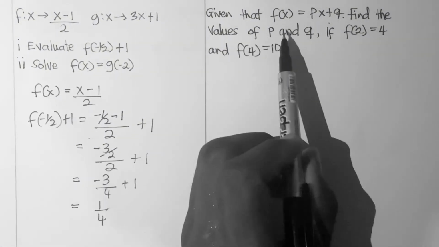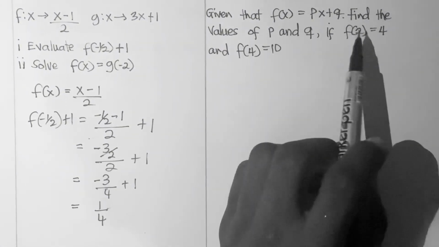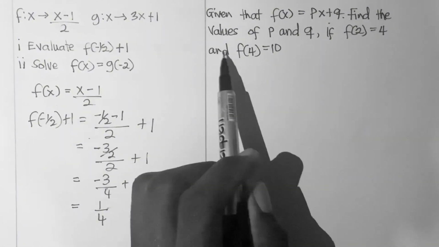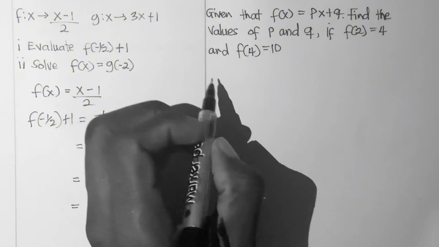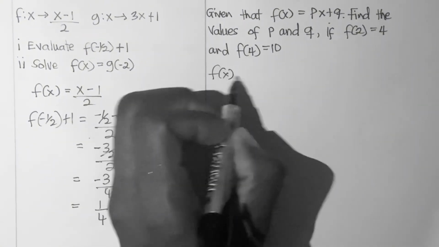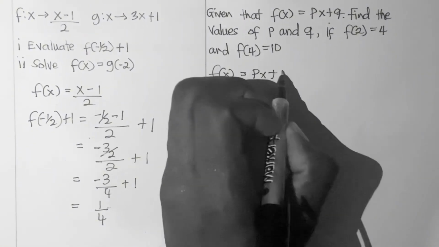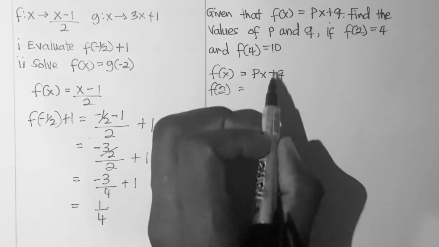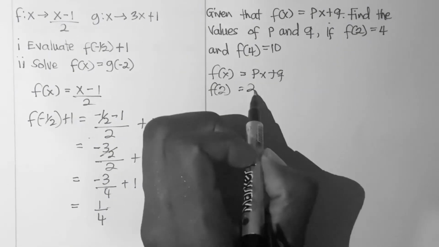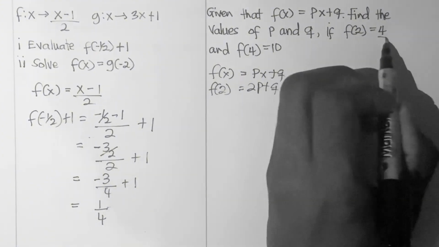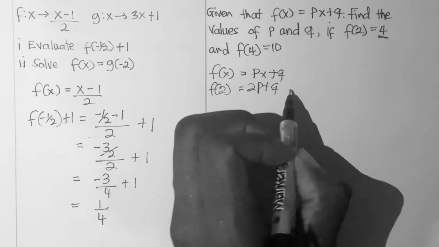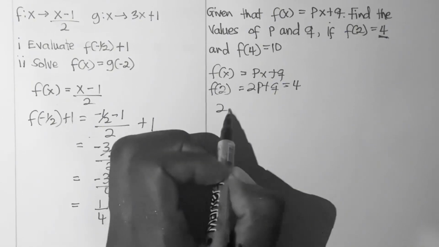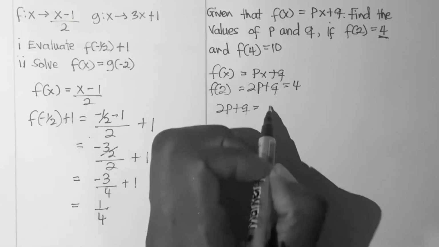Given that f of x equals px plus q, find the values of p and q if f of 2 is equal to 4 and f of 4 is equal to 10. So f of x is equal to px plus q. So f of 2 is equal to, wherever we see x, replace it with 2. So this becomes 2p plus q. And that is equal to 4. So it implies that 2p plus q equals 4.